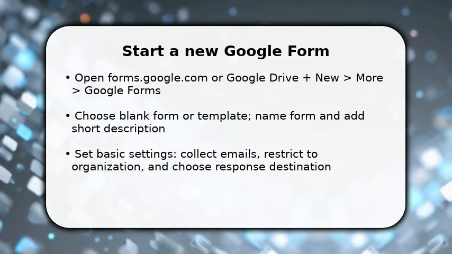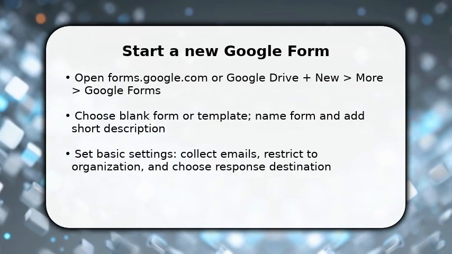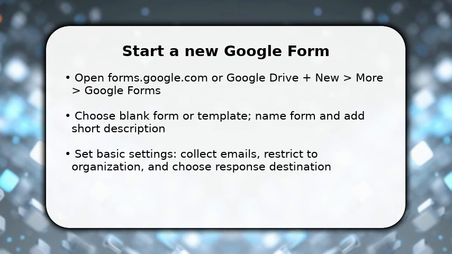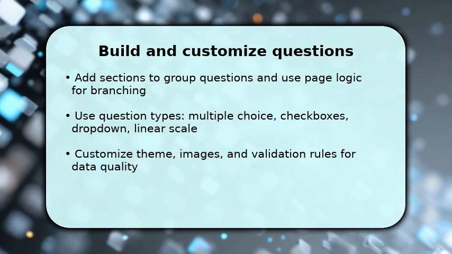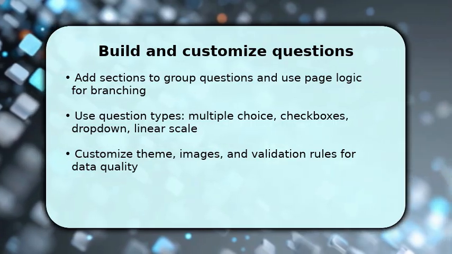Once done, use the gear icon to toggle collecting email addresses or restricting responses. Make sure to set where responses will be stored for easy access later. Continue by structuring the form. Add sections to split topics and use go to section based on answer for branching logic.